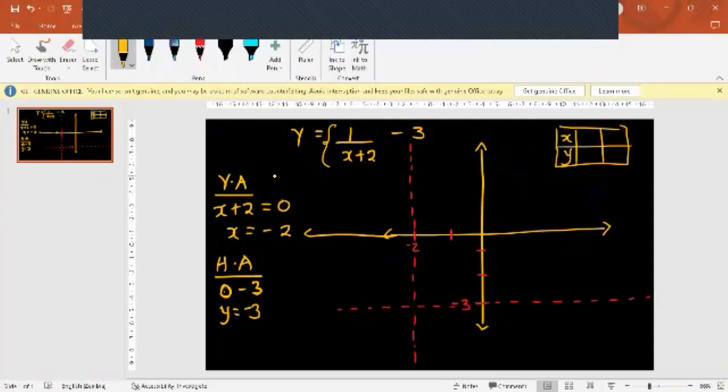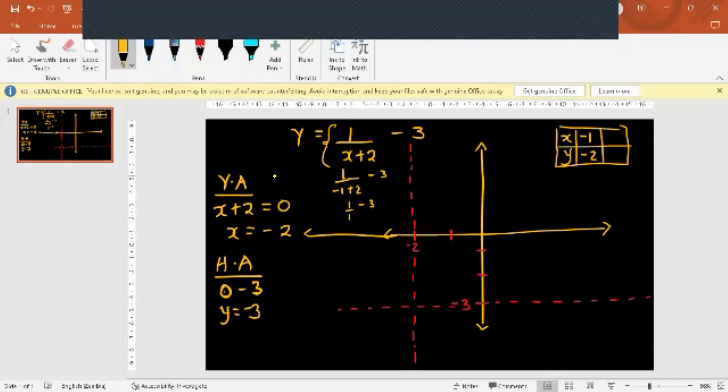So when our x is equal to -1, for y we can put it in our original function, which is this. So when we put -1, it will be 1 over -1 plus 2 there. And then we have this -3. Simplifying this, -1 plus 2 is 1. So we're going to have 1 over 1, which is 1, minus 3. So this is 1 minus 3, which is -2, right? So that's the only point that we need.